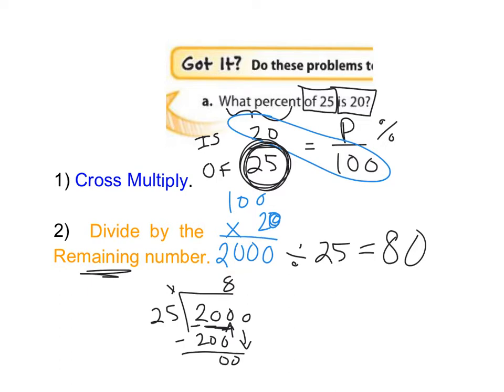And here's our situation, though. 25 doesn't fit inside of 0. So we're going to put a 0 right there, and 0 times 25 is 0 again, which means that we're done, running out of space on the bottom. But my answer is going to be 80.